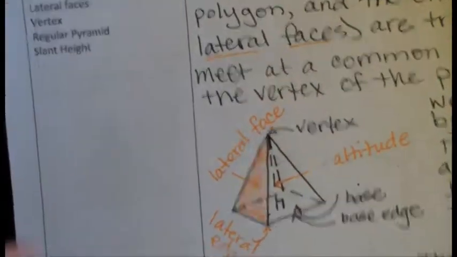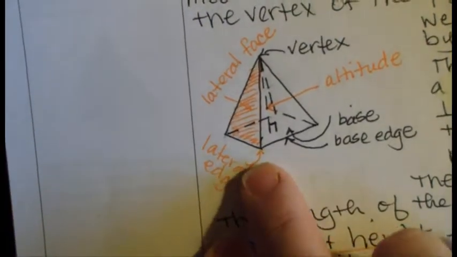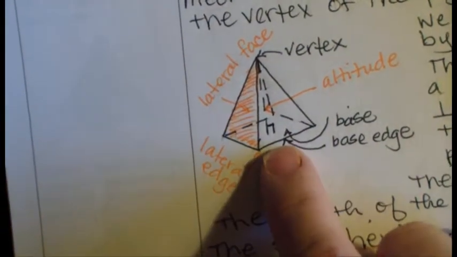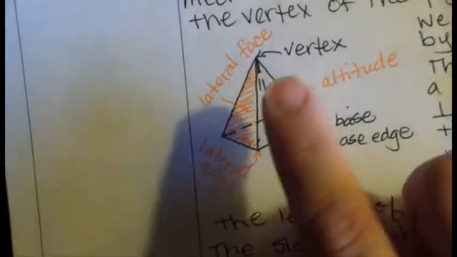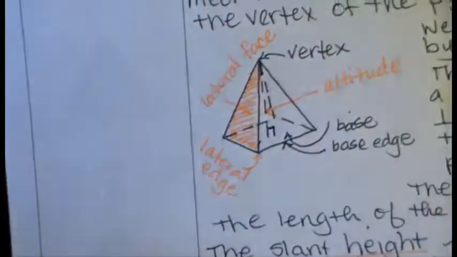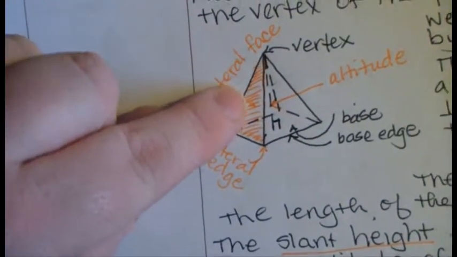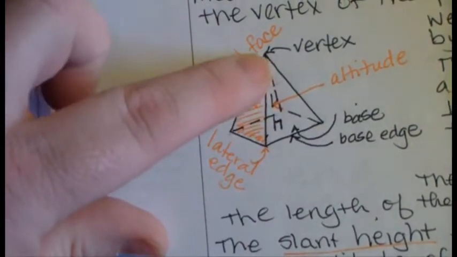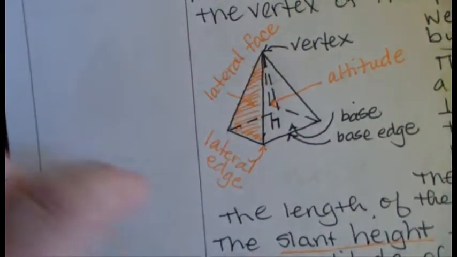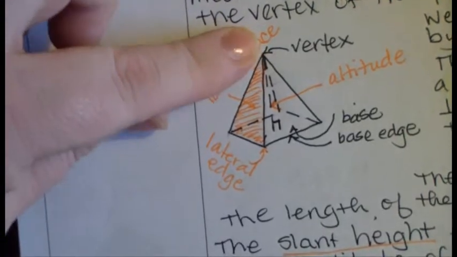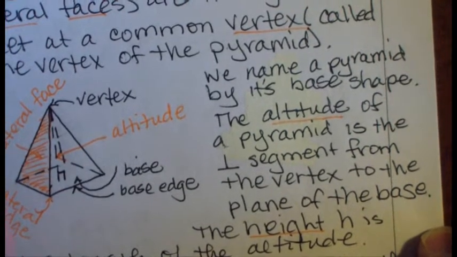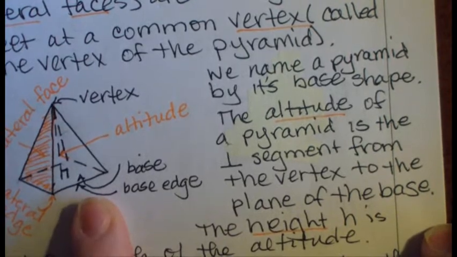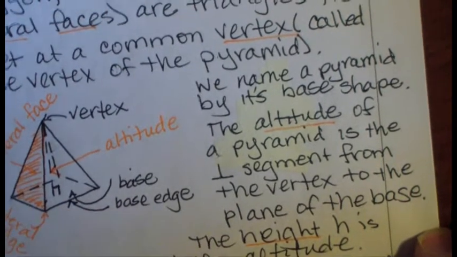So I drew a little picture right here. We've got our base here, which in this case is a square or a rectangle, and that is the base of our pyramid. And then the triangles here that all meet up at this point are the lateral faces, which I've colored in this orangish color. And they meet up here at a point called the vertex. So we name a pyramid by the base shape. For example, since we've got a rectangle, this would be a rectangular pyramid.